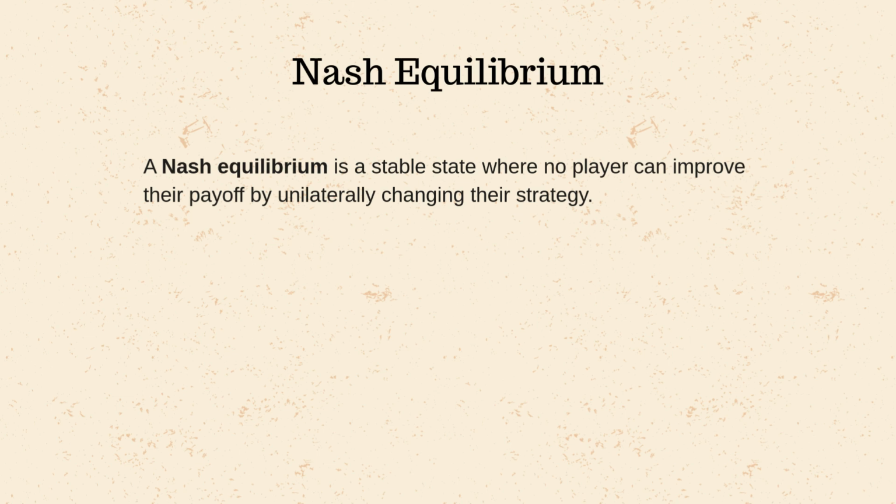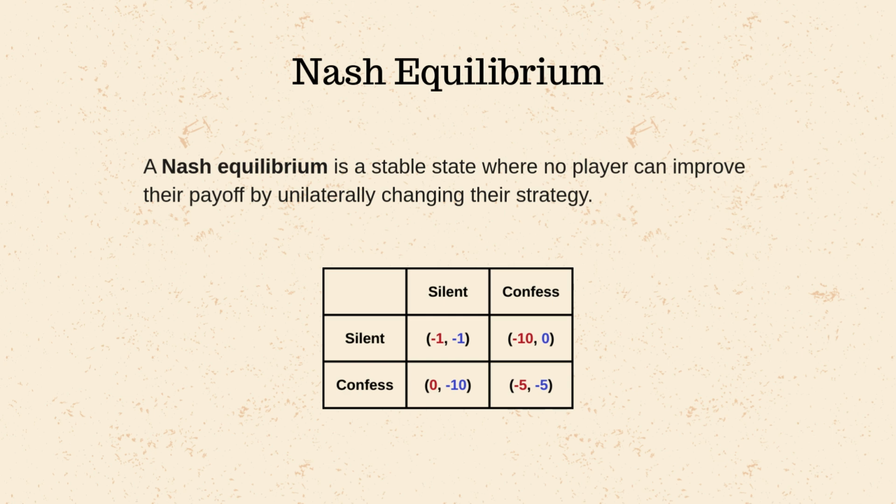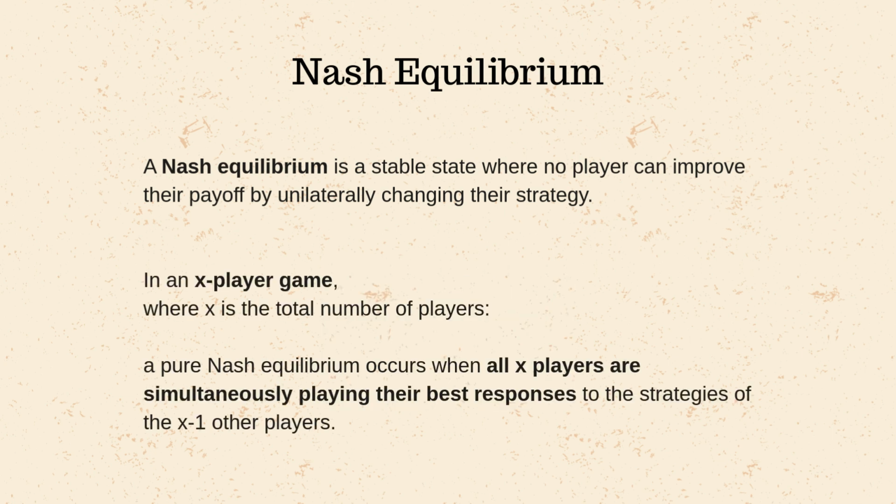A Nash equilibrium is a stable state where no player can improve their payoff by unilaterally changing their strategy. In the Fundamental series, we learned how to find a Nash equilibrium for two players. For games with more players, the concept remains the same. In an X-player game, where X is the total number of players, a pure Nash equilibrium occurs when all X players are simultaneously playing their best responses to the strategies of the X-1 other players.